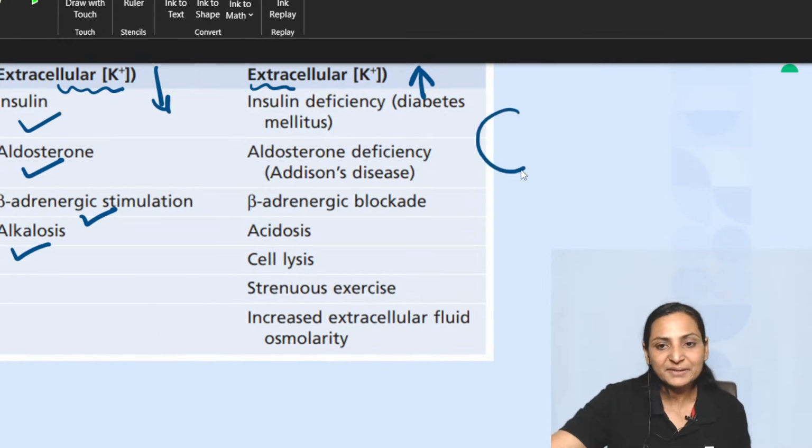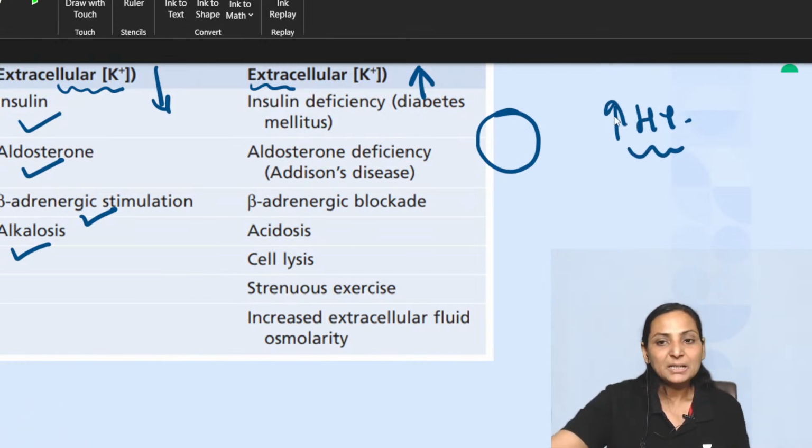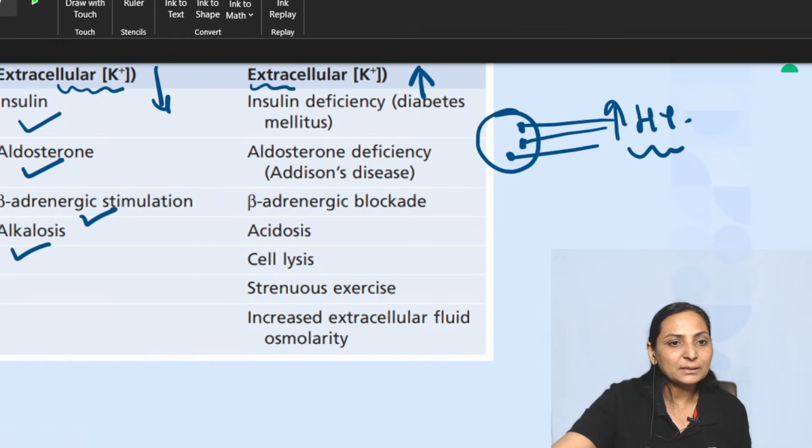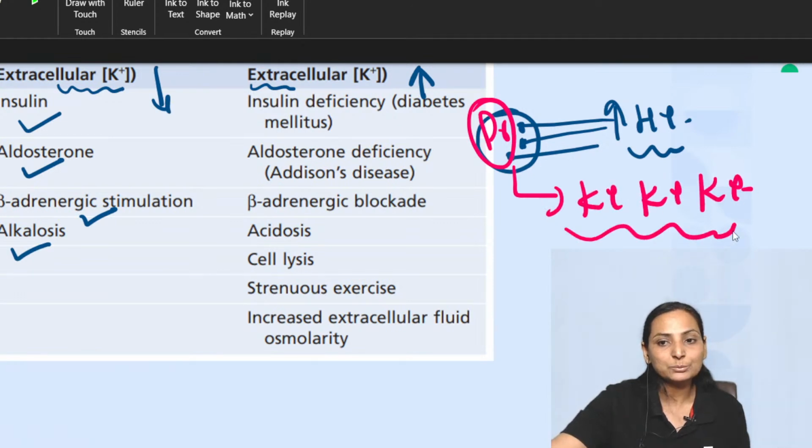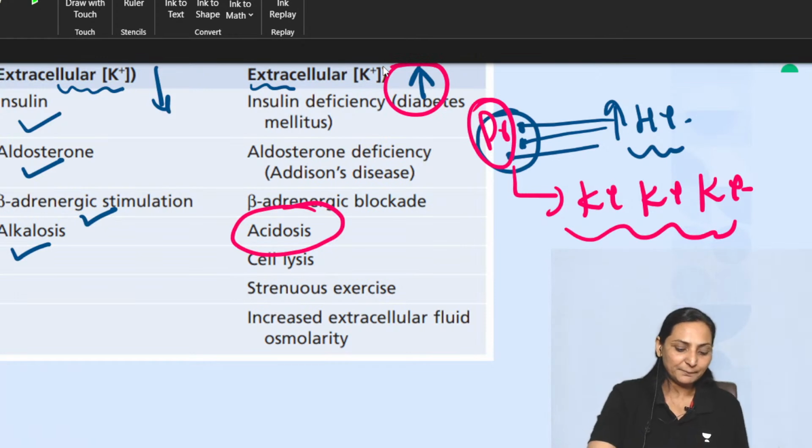acidosis? Suppose there is acidosis, there is an increase in the hydrogen ions. These hydrogen ions will be taken inside so that they are buffered by the proteins, right? They will be taken inside, so they are buffered by the proteins. So once these hydrogen ions are taken inside, to maintain electrical neutrality, potassium will be thrown outside, and this is the reason why acidosis results in hyperkalemia, right?